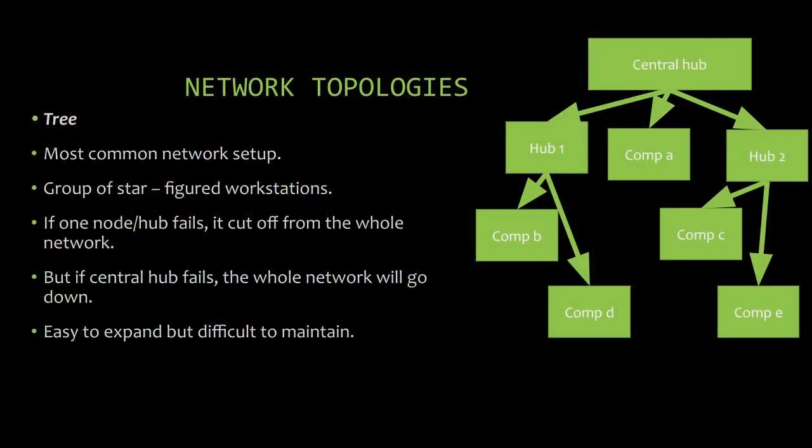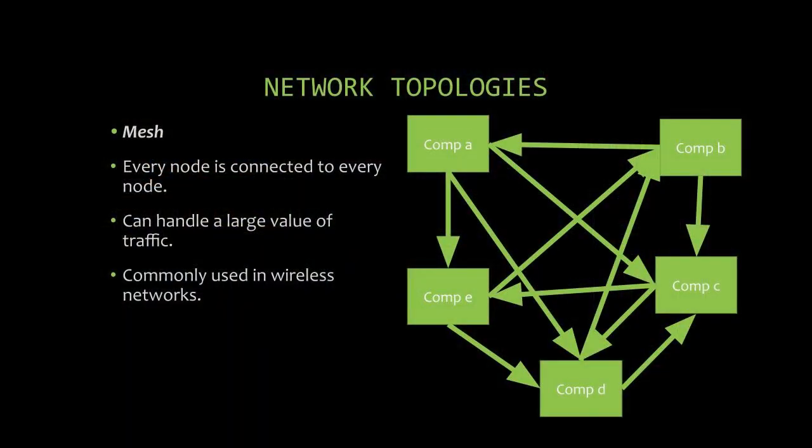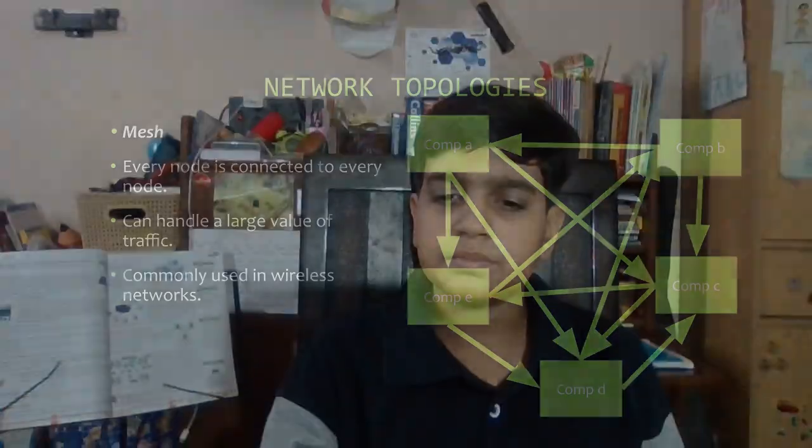Tree. It is the most common network setup. It is a group of star-configured workstations. If one node fails, it will be cut off from the network, but if the central hub fails, the whole network will go down. It is easy to expand but difficult to maintain. Mesh. Every node is connected to every node. It can handle a large volume of traffic and is commonly used in wireless networks.